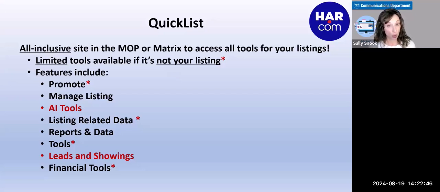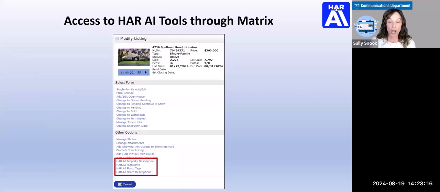If it's not one of your listings, you still can promote. We're looking at the red asterisks now. You can still promote, look at listing related data, tools and financial tools. But if it's your listing, you have access to this menu here, all of these sections. We are going to focus on the AI tools, which are included in the AI tools section, and also leads and showings.